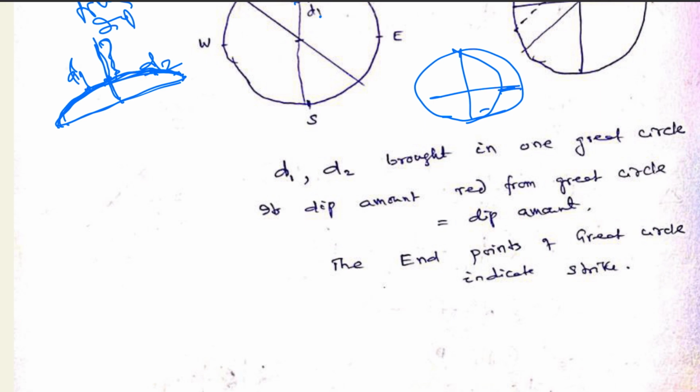This is all about what I wanted to discuss about attitude of bed, true dip, apparent dip, stereonet, how stereonets are being plotted, how dip of planes are being plotted in the stereonet. In next classes, I will discuss about some other problems of dip and strike through use of net and through use of geometrical diagrams. Thank you.